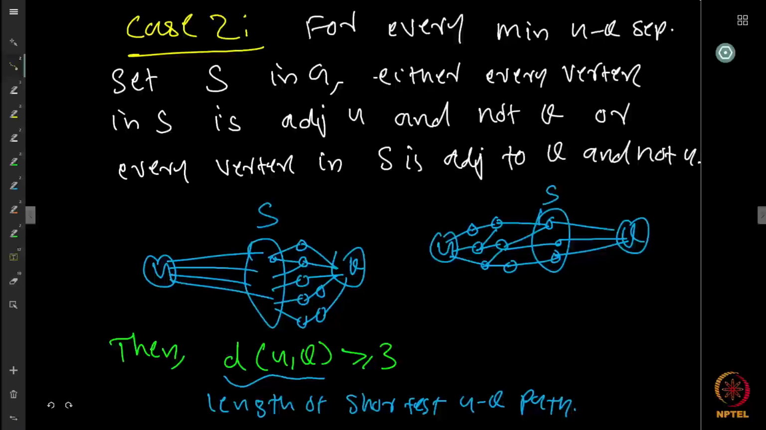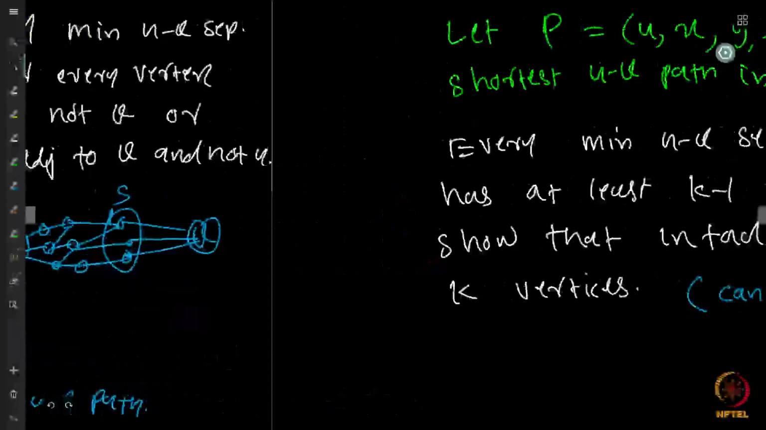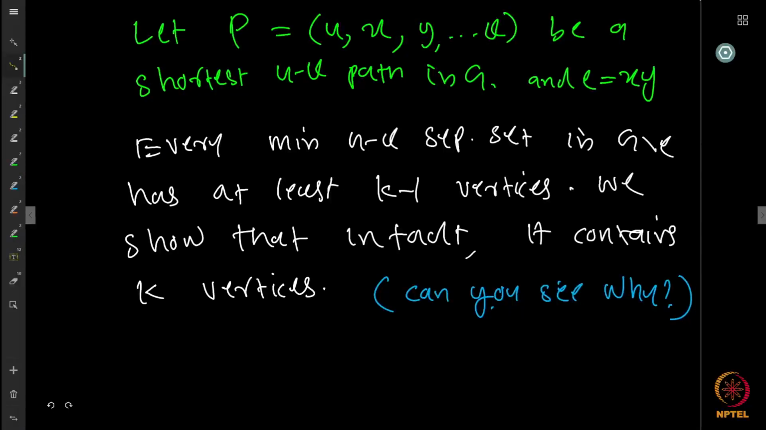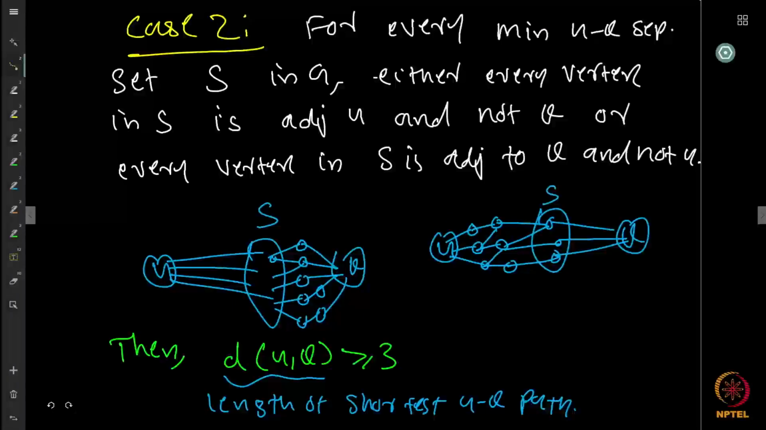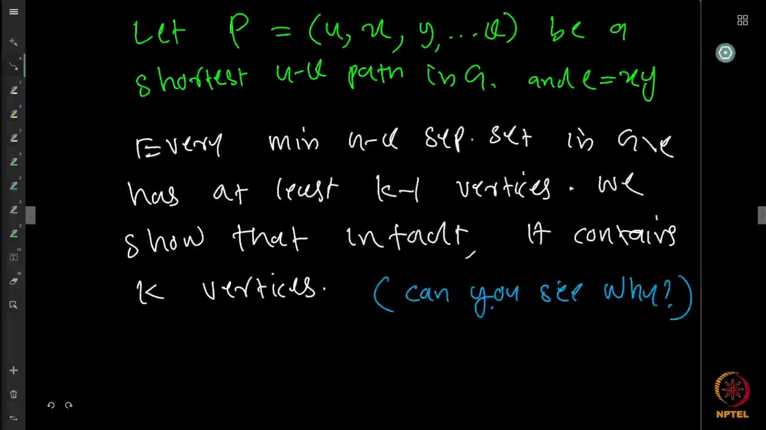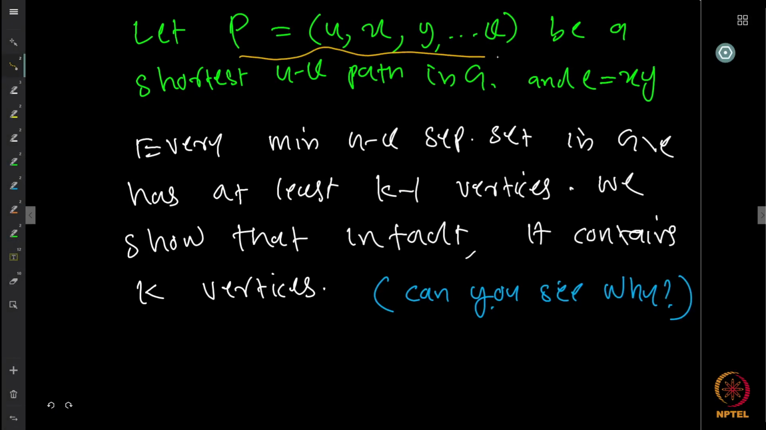Now what we are going to do is the following. Since you know that there is a path of length at least 3, we will take such a shortest path. You take a shortest UV path, whatever is the shortest, it can be 3, it can be 4, whatever it is, but the shortest one that you can find in the graph from U to V. So consider P to be the shortest UV path.